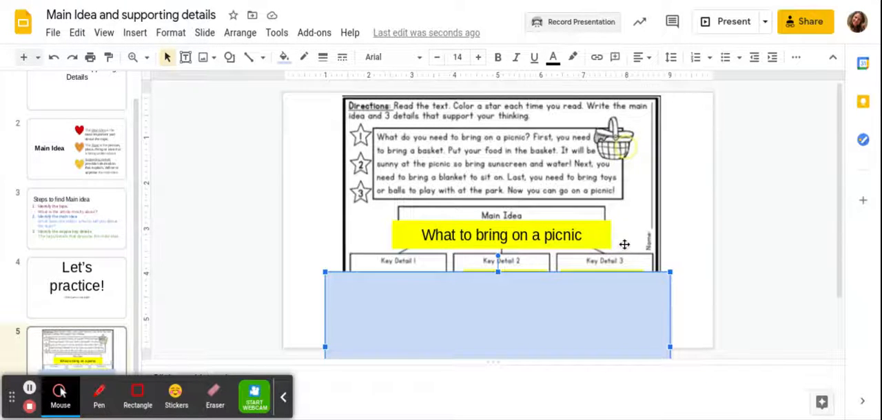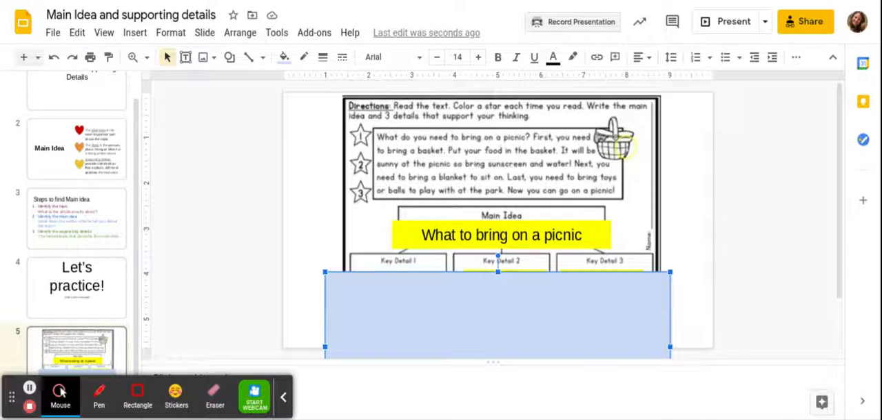Normally, when you're trying to identify the main idea, you can find it in the very first sentence. Another clue would be to find it in the title of the story. We don't have a title for this passage, but that could be another way to identify that main idea. So the first sentence here says, what do you need to bring on a picnic? If we restate this question, we would get our main idea, what to bring on a picnic. Next, we will identify 3 details about our main idea.